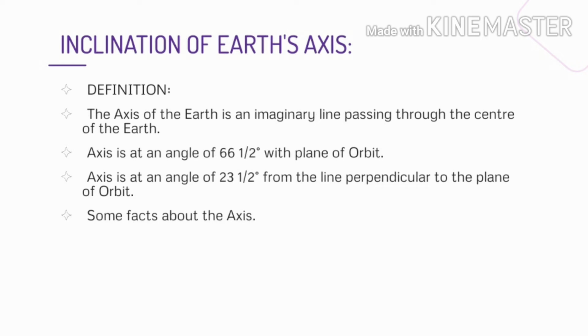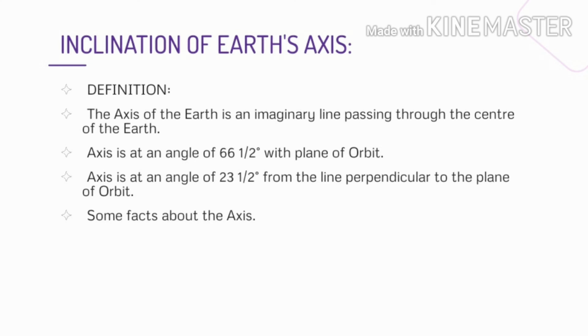Before that, we should know what an axis is, isn't it? The definition of the axis is given there. The axis of the Earth is an imaginary line passing through the center of the Earth. It is not actually present there, but it's just an imaginary line which is passing through the center of the Earth, and on which the Earth is spinning. The northernmost part of this line is known as the North Pole, and the southernmost part of this line is known as the South Pole.